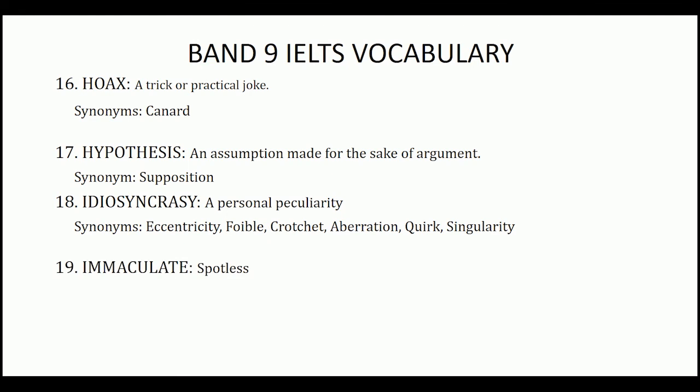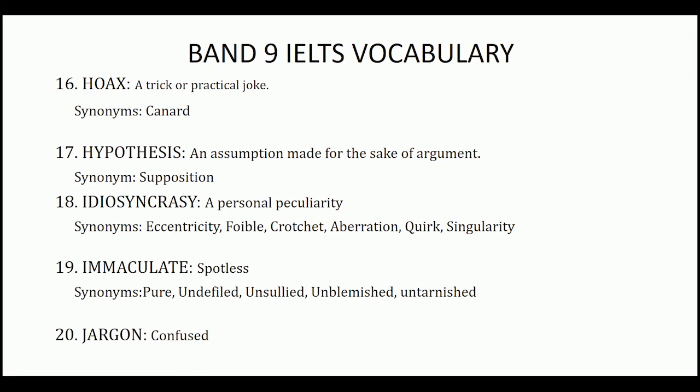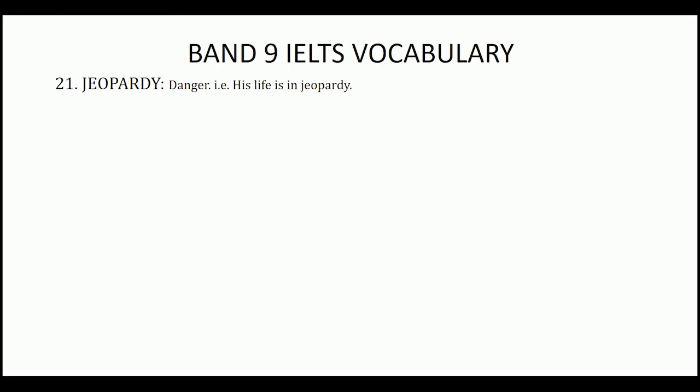Number 19 is immaculate, which means spotless, and the synonyms may be pure, undefiled, unsullied, unblemished, or untarnished. Number 20 is jargon, which means confused talk, and the synonyms may be gibberish, argot, or cant. Number 21 is jeopardy, which means danger. For example, we can say in a sentence that his life is in jeopardy, and the synonyms may be hazard or peril.